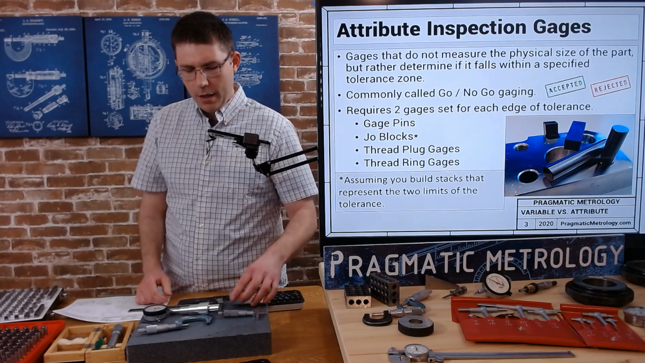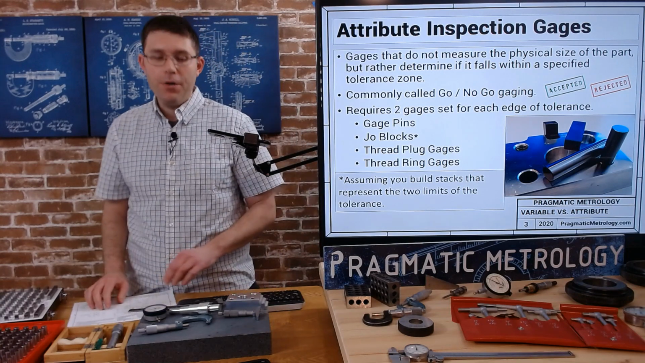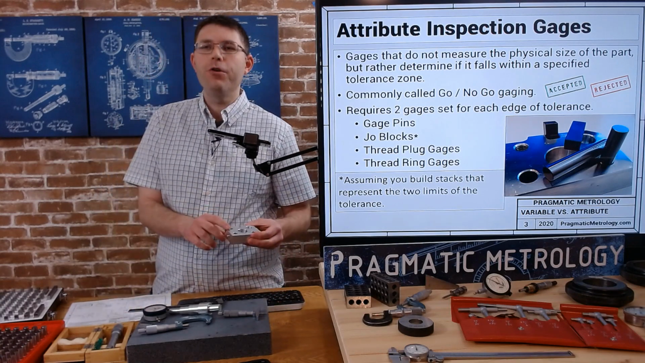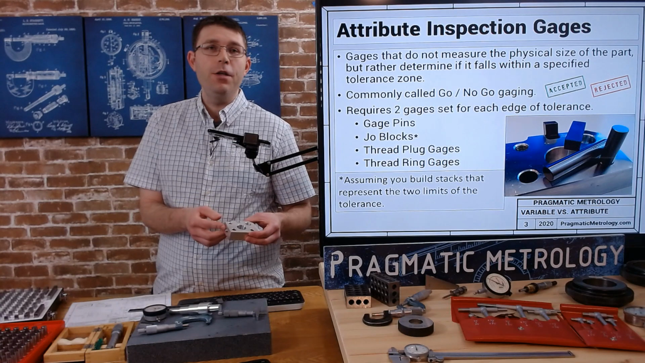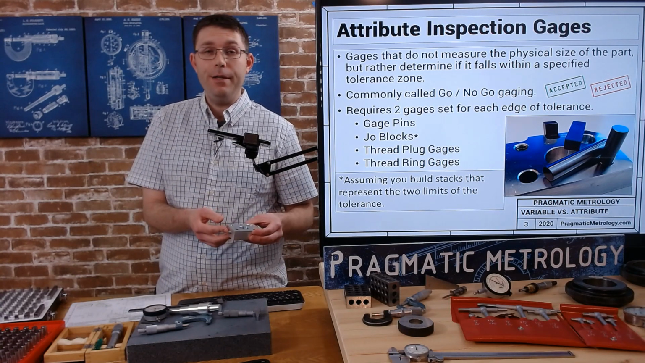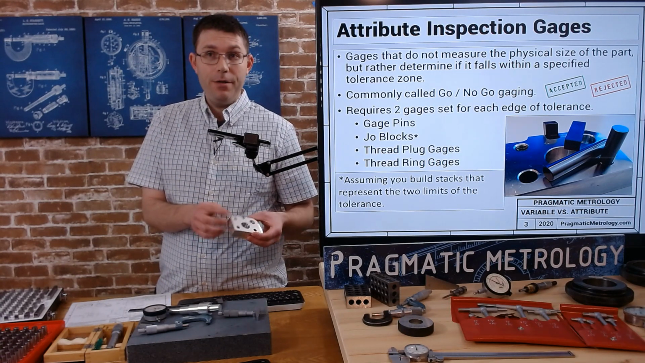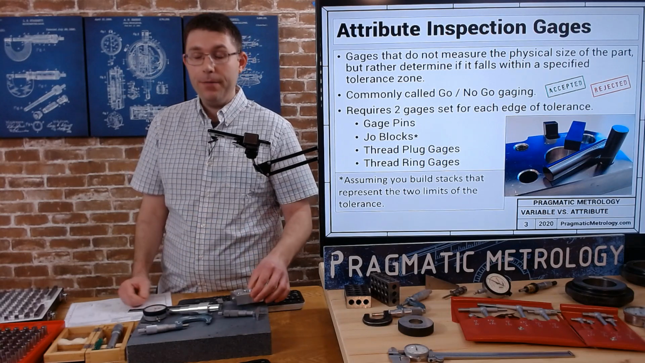But it's a great way to measure the pitch diameter for go, no-go, because, frankly, there's not a lot of other ways to do it. For an internal thread, go, no-go is going to be your best bet.